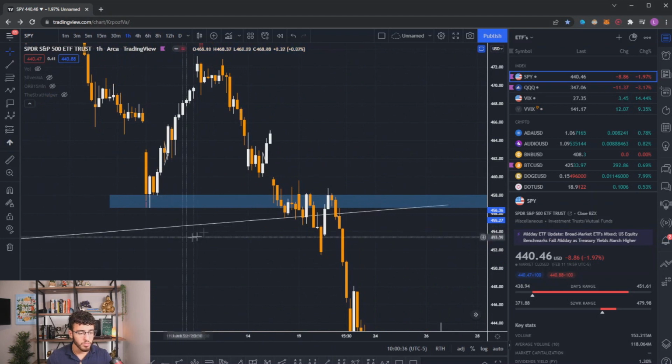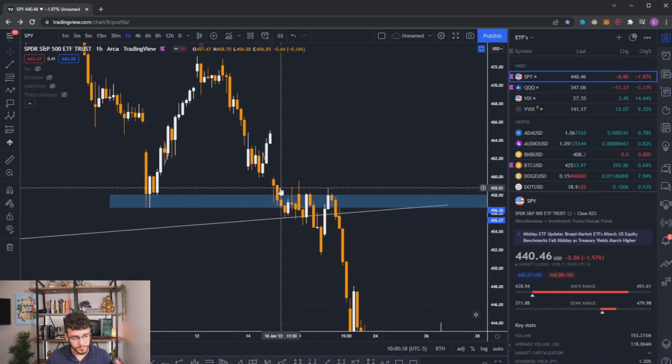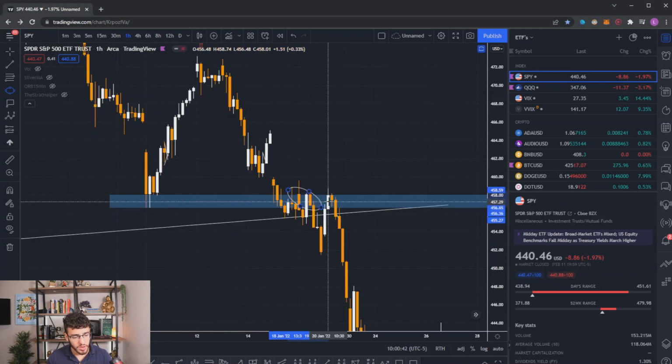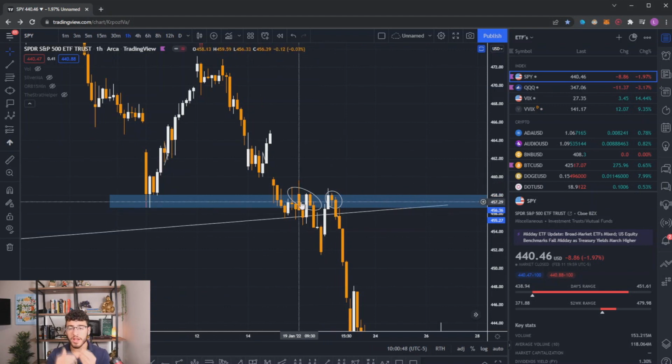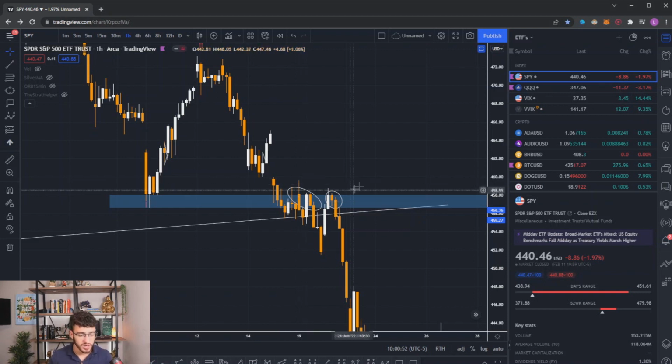As you can see, we break through this support zone right here. From here, we retest this zone 3 times here, 1 time here, total of 4 times. Now, once we break through the zone, instead of it being treated as support, it is now treated as resistance.